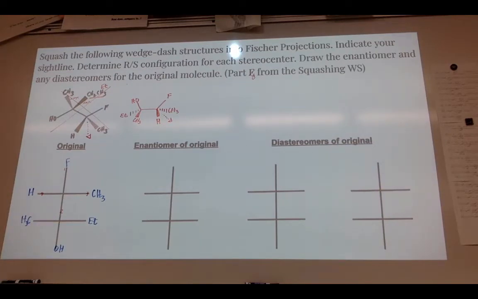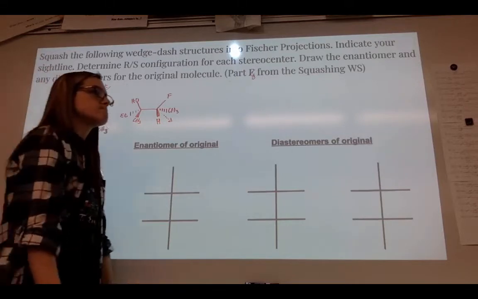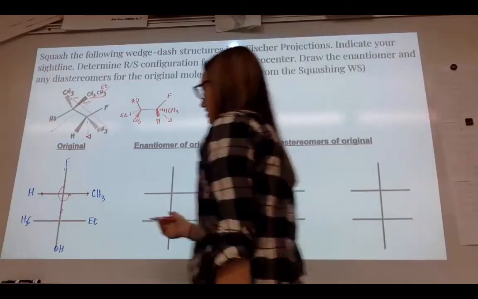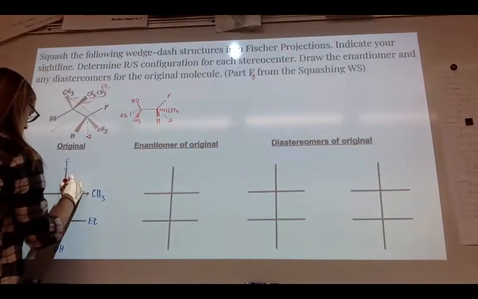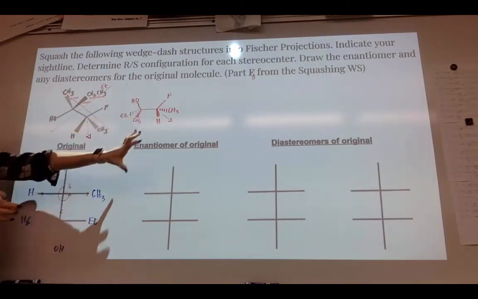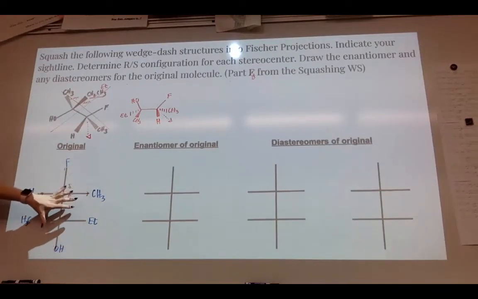Remember your arrow. You're drawing your arrow from 1 to 2 to 3. So 1 to 2 to 3. So turn to the left. And then check where your lowest priority group is. Remember when we draw this, when we're looking at the R and S, we're no longer looking at the wedges and the dashes up here. We're looking at the wedges and the dashes within the Fischer projection.